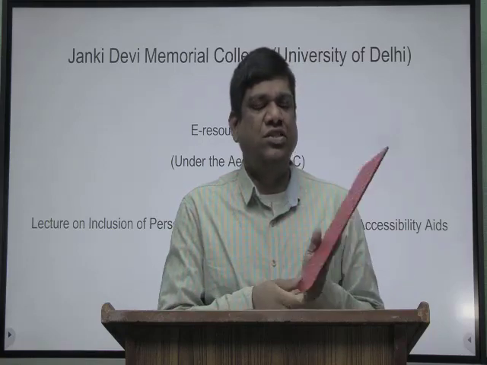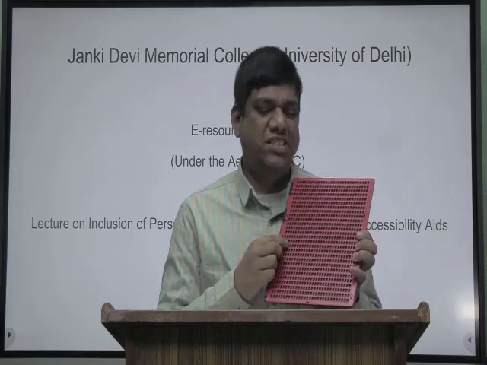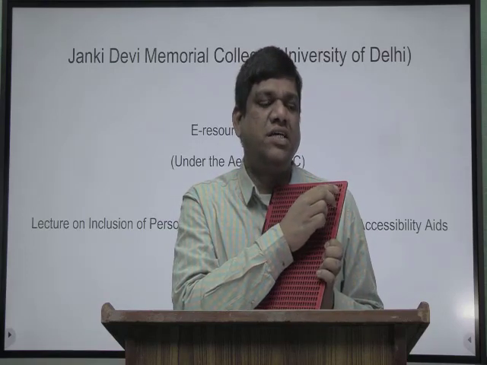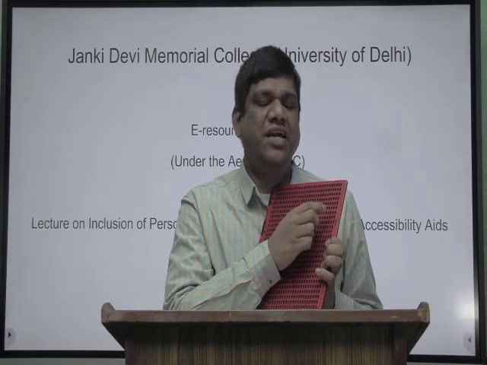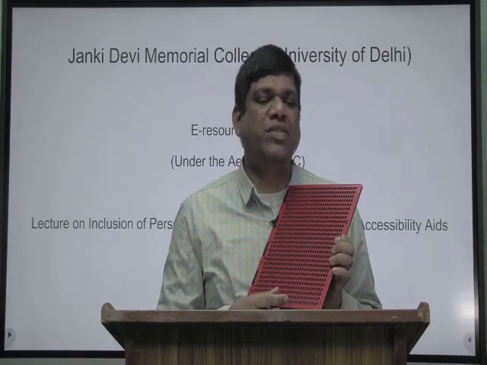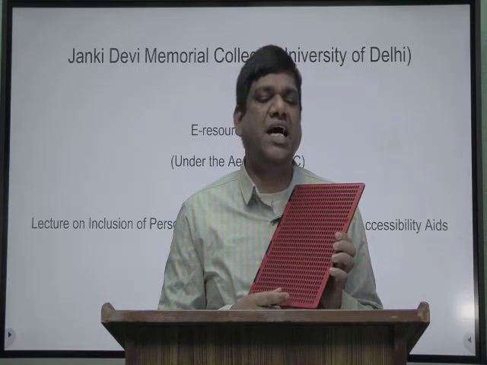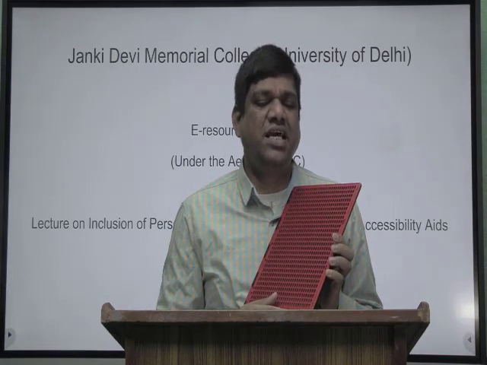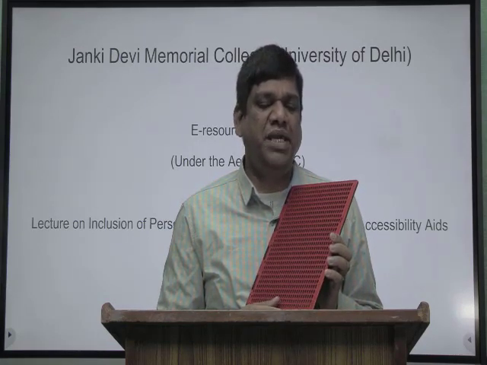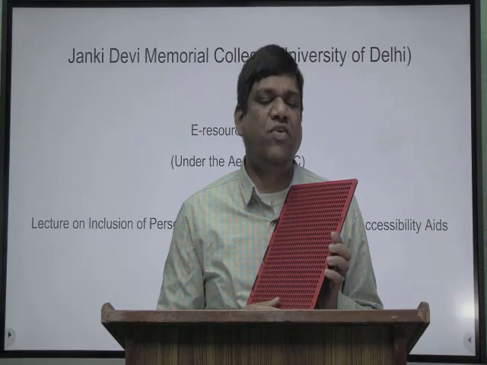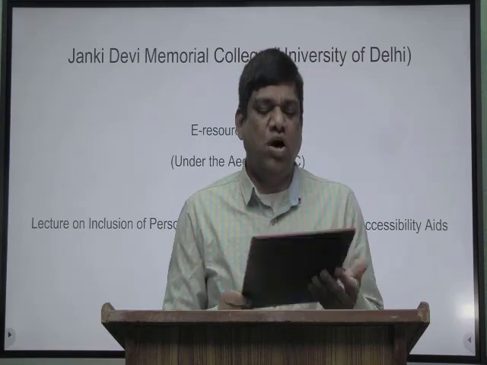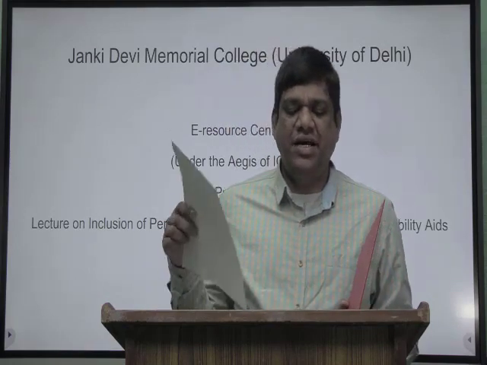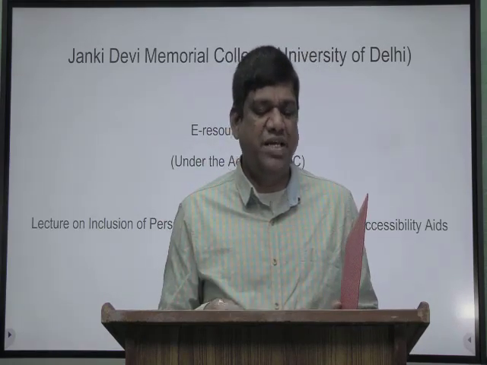As you can see, there are so many boxes in this slate. Each box contains 6 dots, 3 on the right and 3 on the left. Based on those dots, coding is done and letters are written. For instance, A means 1, B 1 2, C 1 4, like that. The slate opens like this, and we put a paper in this.